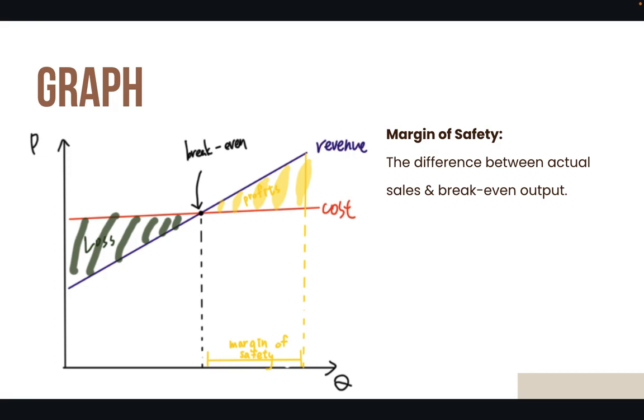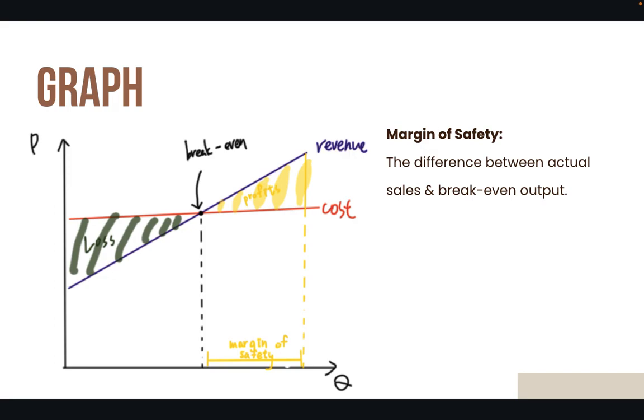And now I'm going to talk about the graph of break-even point. This graph illustrates the break-even point. And you can see the blue line shows the total revenue while the red line represents the total cost. We can see that the break-even point is at the intersection of the revenue and the cost line, which means that total cost equals total revenue. This is where the break-even quantity is.